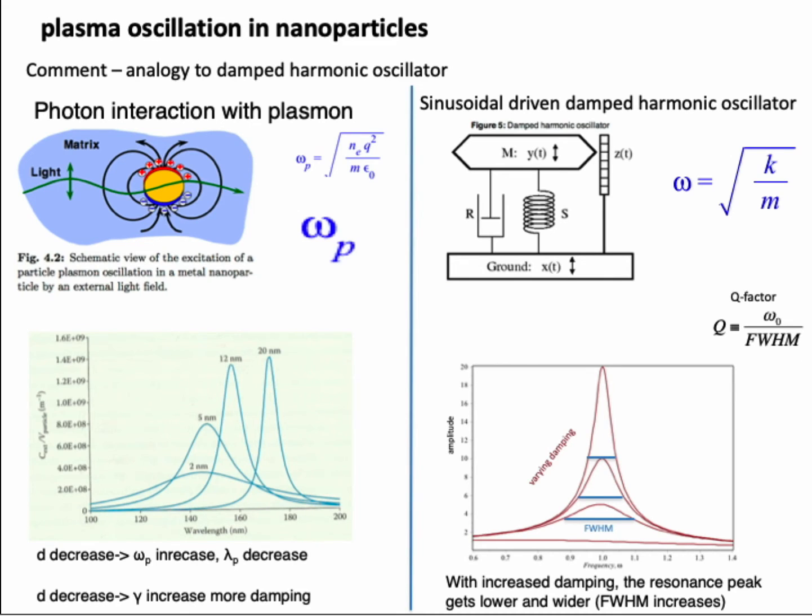Just to emphasize the analogy to a harmonic oscillator for the metal nanoparticle, we see a peak in the response versus frequency. The width of this peak depends upon the damping. A high and narrow peak has a high Q, quality factor. Much damping and it gets broader and gets smaller.